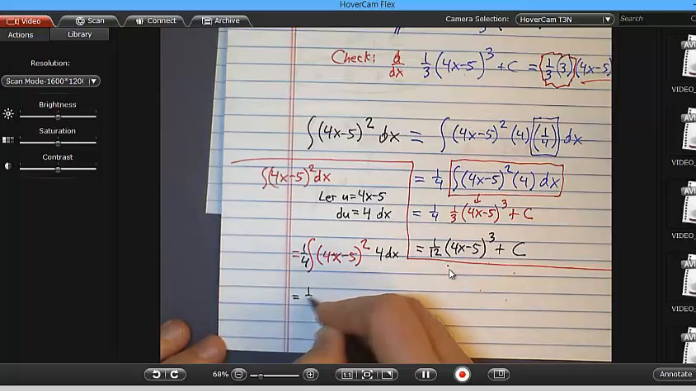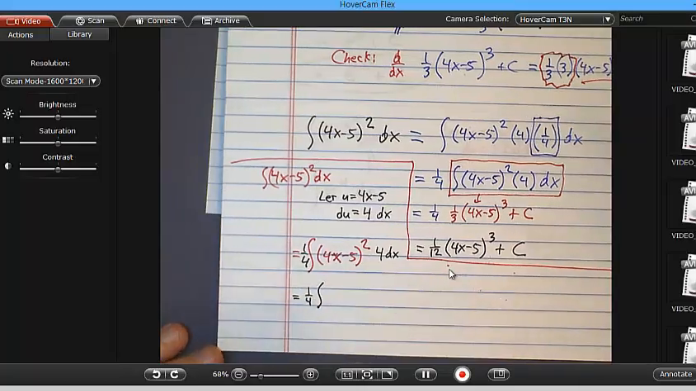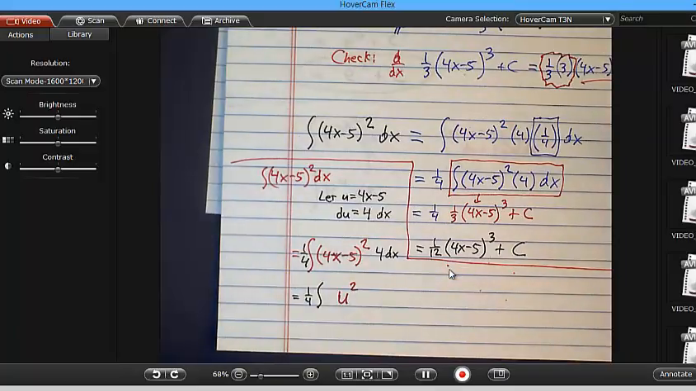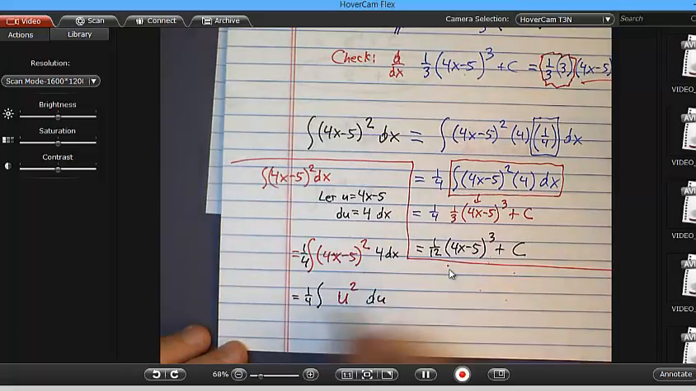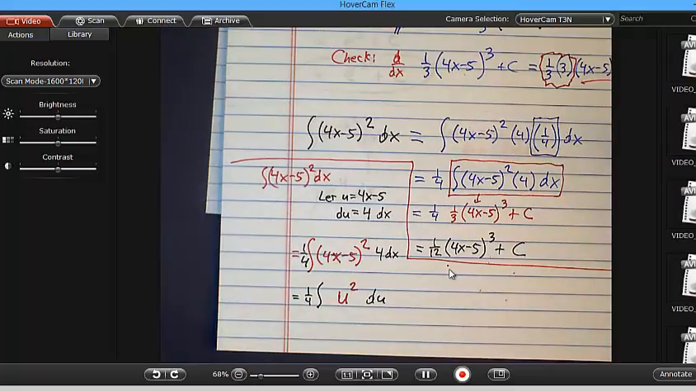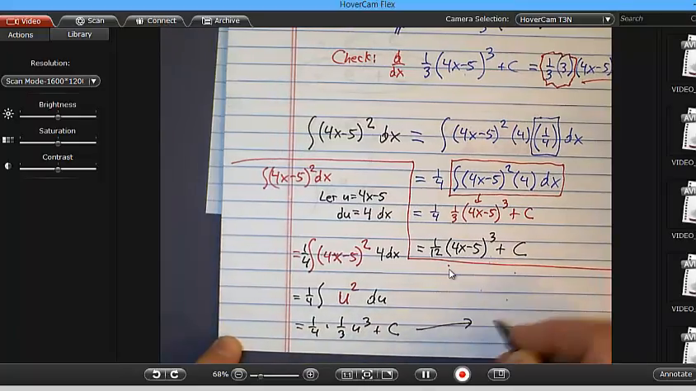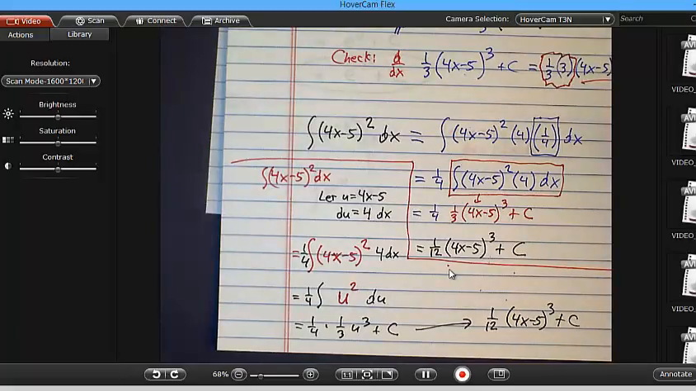And so I get 1/4 integral. This is now u squared. And now I do have the du. But if you didn't multiply by the 1/4, you wouldn't have the du. Guys following? Next step. 1/4 times 1/3 u cubed plus c. And you can see I'm going to get 1/12. The u is my 4x minus 5 cubed plus c, exactly like I did last time. That's how you would do it with a u substitution, it's called.